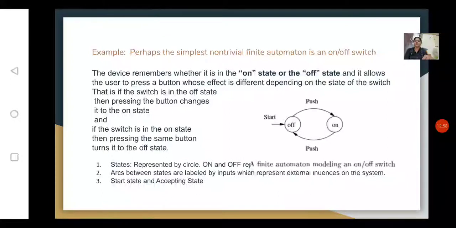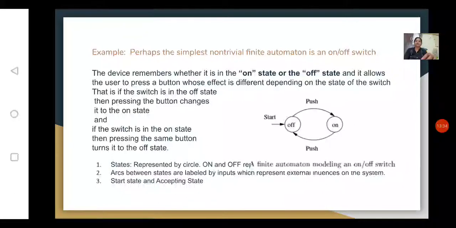Perhaps a simple non-trivial finite automaton, and this simple machine diagram is nothing but the finite automaton based on an on or off switch. The device remembers whether it is in the on state or the off state, and it allows the user to press a button whose effect depends upon the state of the switch. So if the switch is in the off state, then after pressing the button it changes to the on state by applying the push operation.